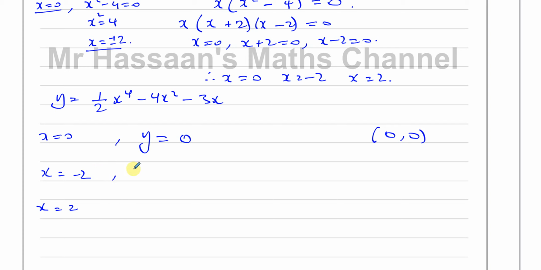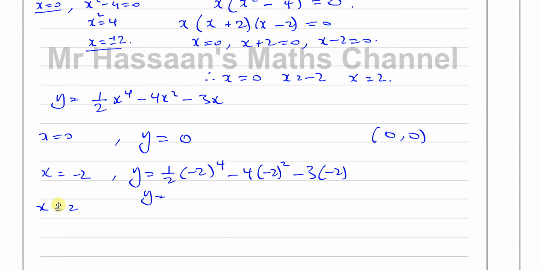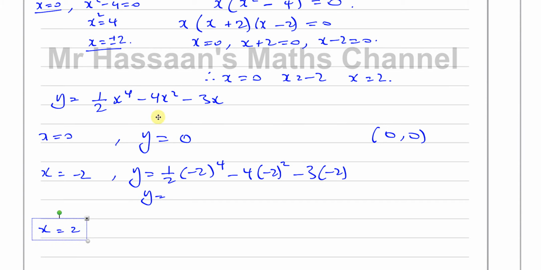And when x equals negative 2, you have y equals a half times negative 2 to the power 4 minus 4 times negative 2 to the power of 2 minus 3 times negative 2. So y is going to equal, let me just make a bit of space here for this. Okay, so now you have y equals a half times, now negative 2 to the power 4 is going to be a positive because you're raising it to an even power, and 2 to the power 4 is 16. 2 times 2 times 2 times 2, minus, and again you have 4, and this is again going to be positive because you're raising the negative 2 to the positive power.